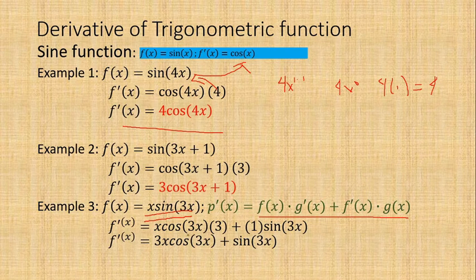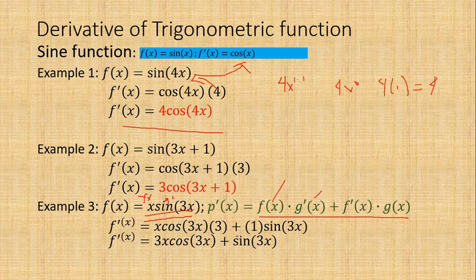It's important that we identify the f of x and g of x. So, f of x natin dito ay yung x, and g of x is the sine 3x. So, f of x, just copy that. Then, the derivative of sine 3x: the g prime of x is cosine 3x. Then, derive 3x and that's 3.